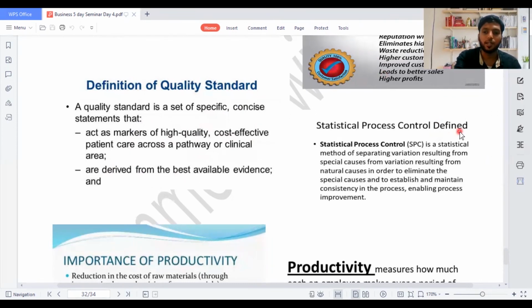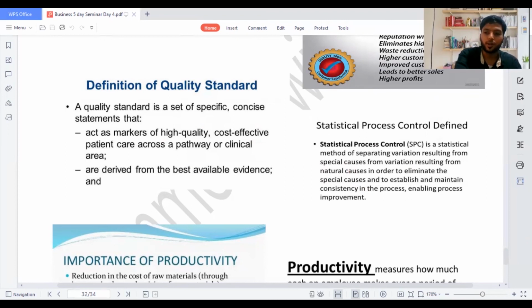Statistical process control defined. Statistical process control means you control your process based on the variation. It goes up and down, and you know how much control you have made. So you put it in a chart to show how much control you actually made. SPC is the statistical method of separating variation resulting from special issues from variation resulting from natural causes, in order to eliminate special causes, to establish and maintain consistency in the process, and to enable process improvement. So SPC says you find out how you have controlled the entire thing, put it in a chart, and explain it.